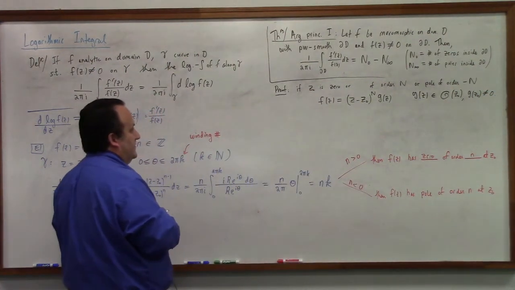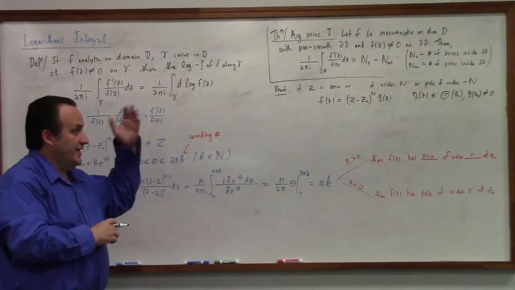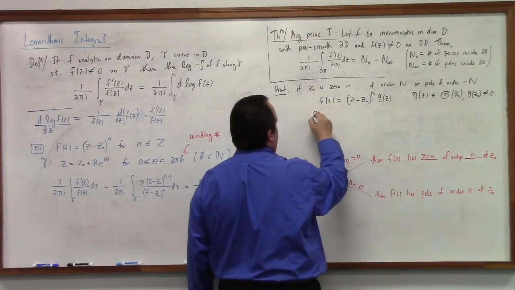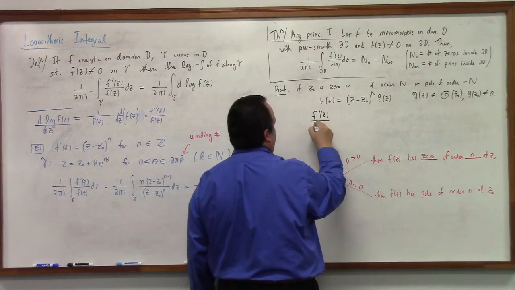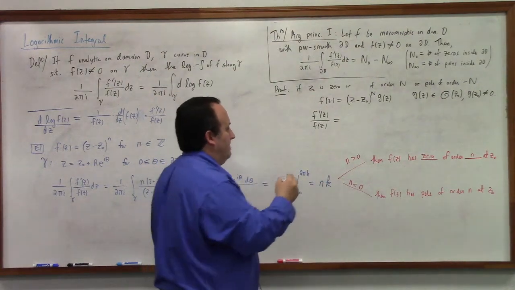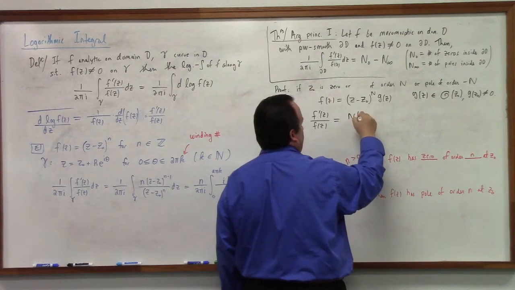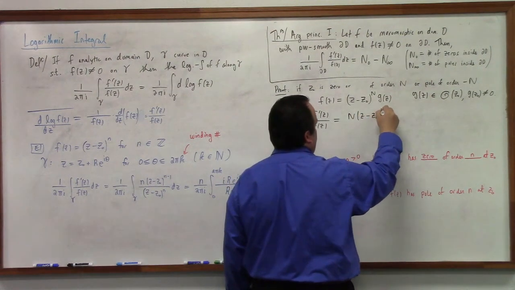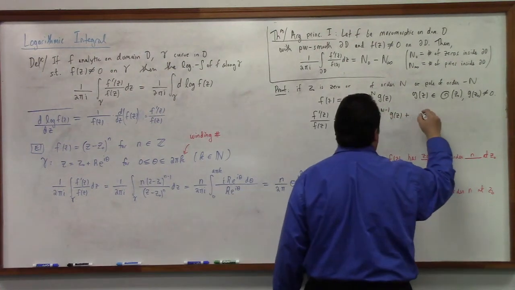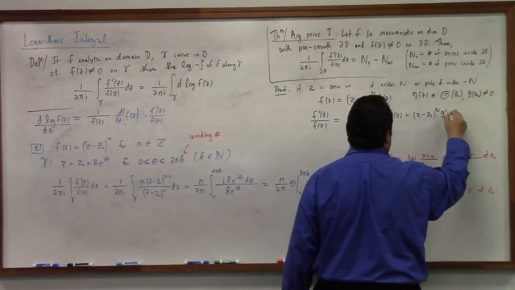So I'm going to be lazy and follow Gamelin here for class. What happens if we differentiate? What happens if we look at f prime over f? Differentiating by z, we get n times z minus z naught to the n minus 1 times g of z, plus z minus z naught to the n times g prime of z.